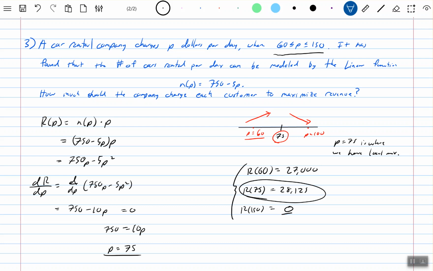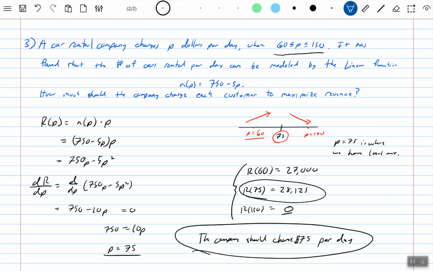So the company should charge $75 per day. You can charge $75 per day, you maximize your revenue. Because you think about this, if it's too cheap, you do rent a lot of cars, but you're not making too much money off of it, so your revenues aren't as high. But if you make the price too high, nobody wants to rent your cars. Hence, you have a problem. So the company should charge $75 a day to maximize its revenue.